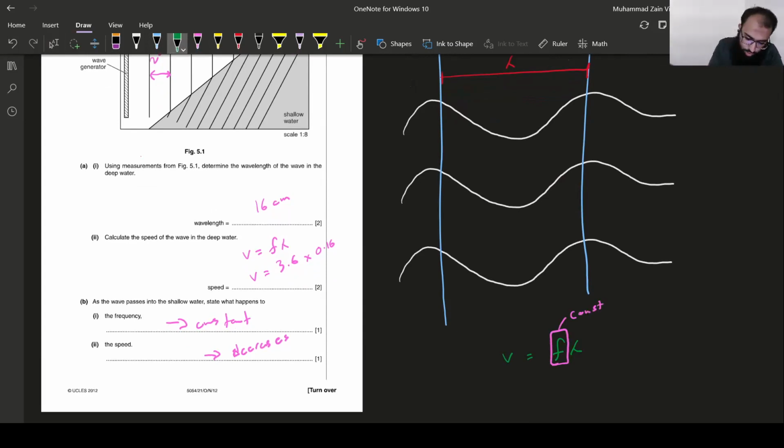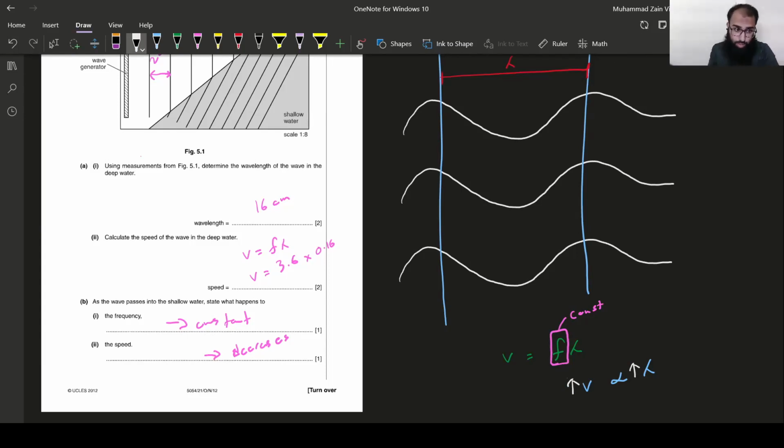So from this, I know the relationship, which is that wave speed is directly proportional to wavelength. So whatever happens to my wave speed, similarly happens to my wavelength as well. So when the speed increases, the wavelength increases, and if the speed decreases, the wavelength also decreases.